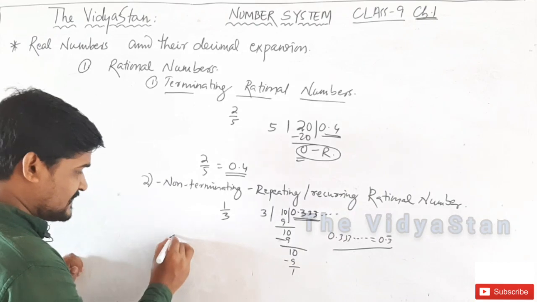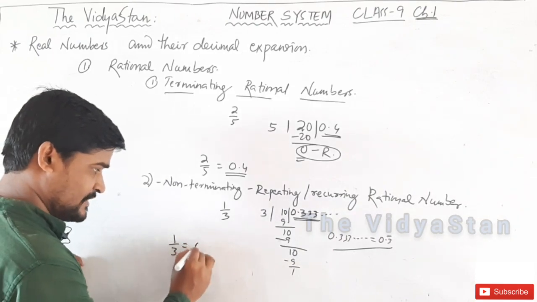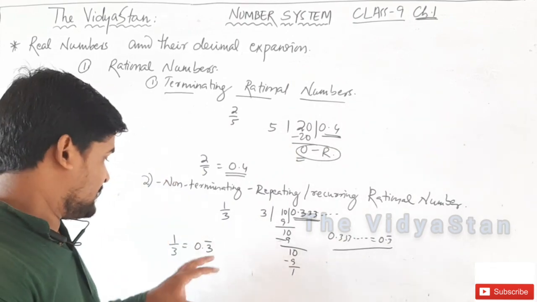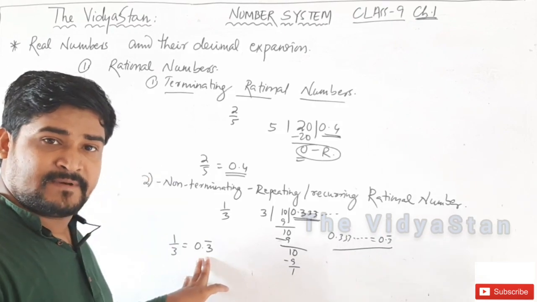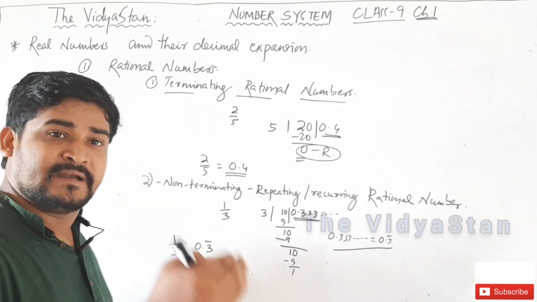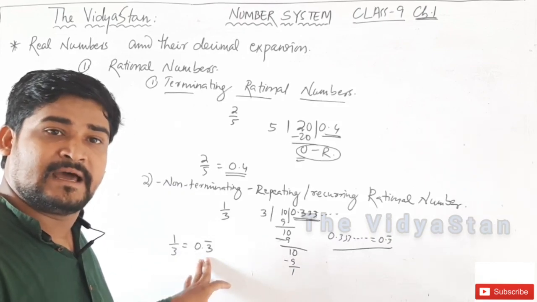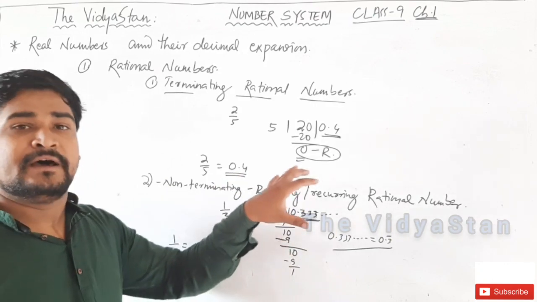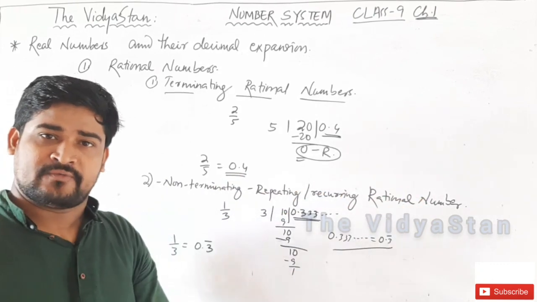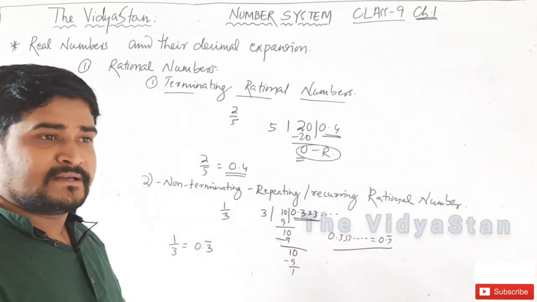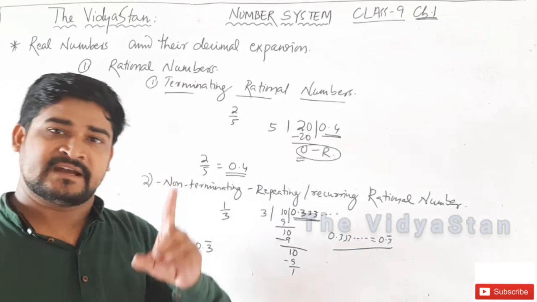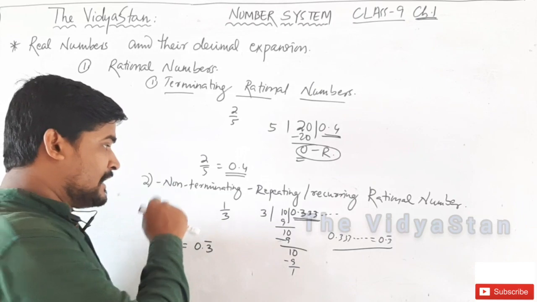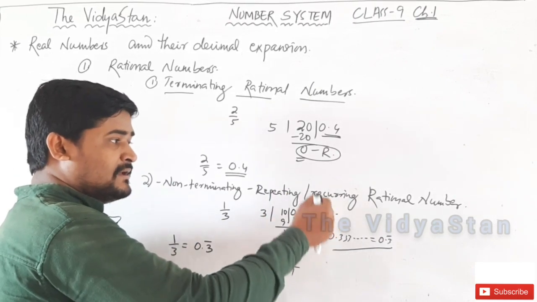So the decimal expansion of 1 by 3 is 0.3 bar, यानी इसका डेसिमल प्लेसेस कभी खत्म नहीं होगा, यानी ये रिपीट होगा, सेम नंबर रिपीट होगा अगेन एंड अगेन. So it is termed as non-terminating, repeating or recurring rational number. So friends, the rational number is divided into two categories on the basis of their decimal expansion. One is terminating rational numbers and another is non-terminating, repeating, recurring rational number.